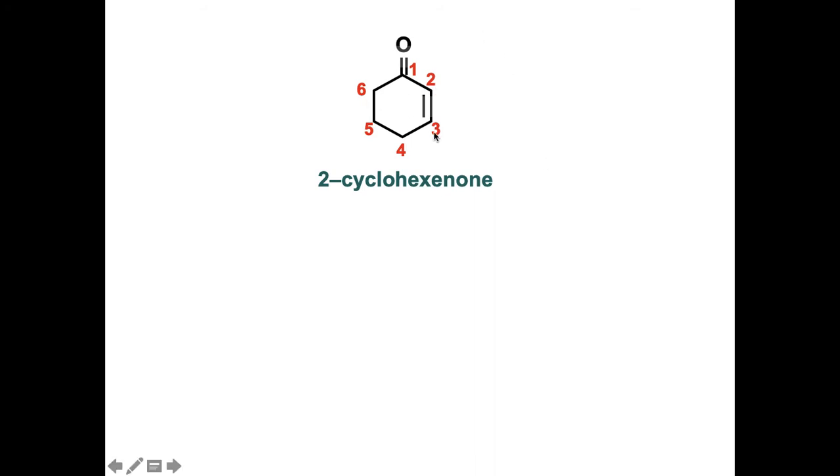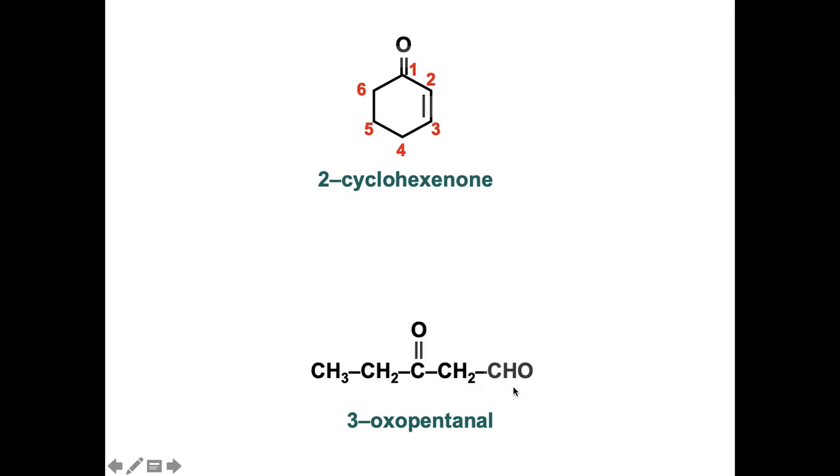For this carbon-carbon double bond, if you change the position of this double bond here, it will be at carbon number 3. And if you change it to here, it will be at carbon number 3 again, because you start counting from number 1 here, and number 2, and number 3. So if you change the position of this carbon-carbon double bond, the number changes, so you have to put the number in front. So it will be 2-cyclohexenone.